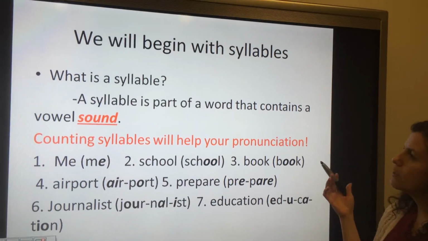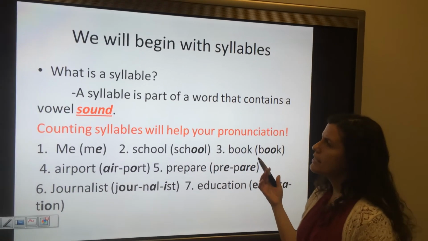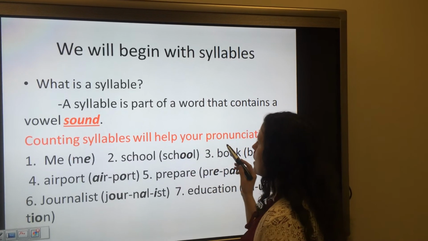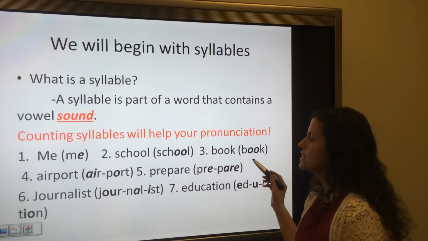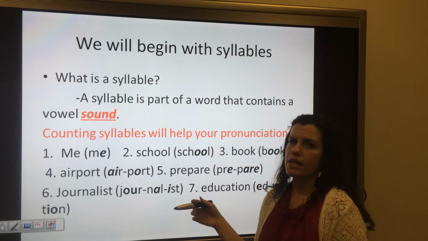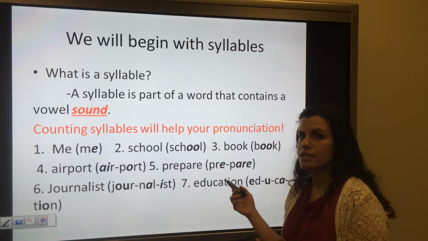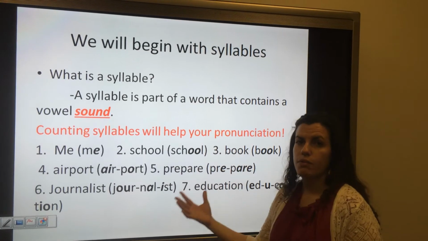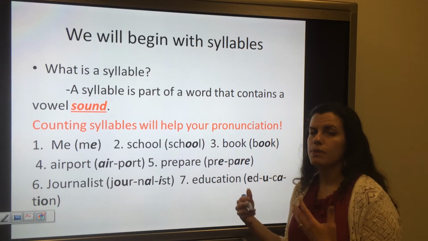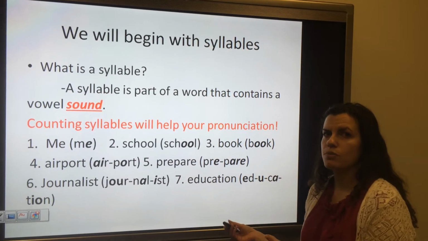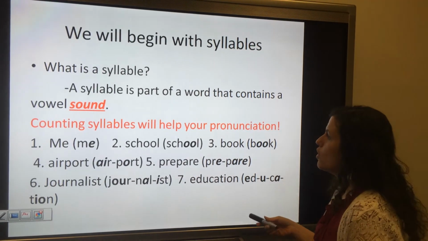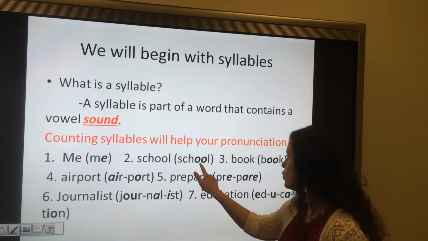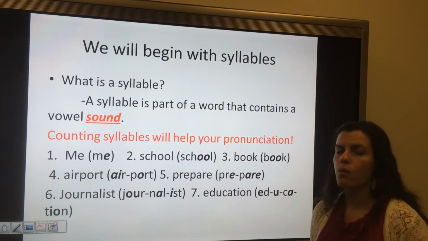Okay, we will begin with syllables. What exactly is a syllable? Okay, a syllable is part of a word that contains a vowel sound. So there are many textbooks out there that explain this in different ways, but I found it most helpful to do it this way with my students. This really helped the beginners move up to the intermediate level. So you're going to see here that sometimes there are 2 vowels, but they only make one sound.